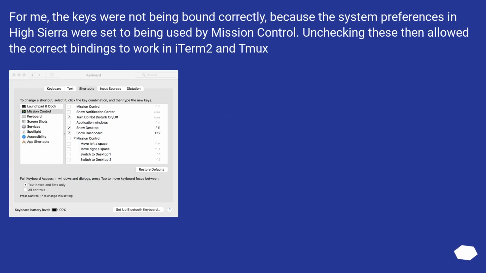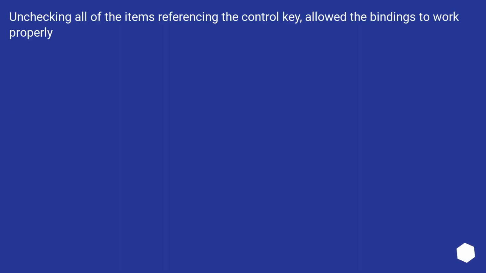For me, the keys were not being bound correctly, because the system preferences in High Sierra were set to being used by Mission Control. Unchecking these then allowed the correct bindings to work in iTerm2 in tmux. Unchecking all of the items referencing the control key allowed the bindings to work properly.